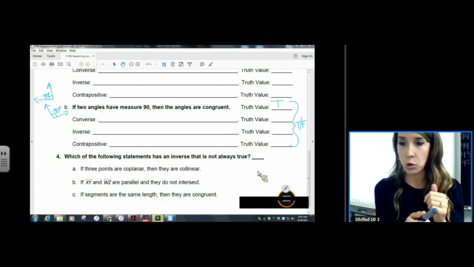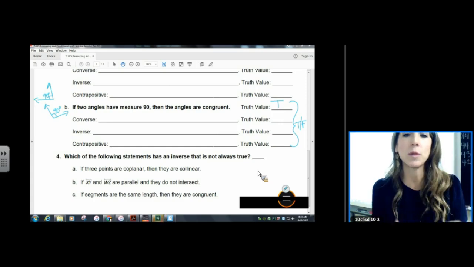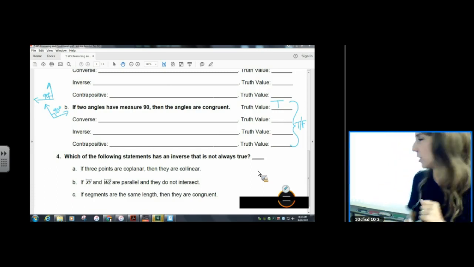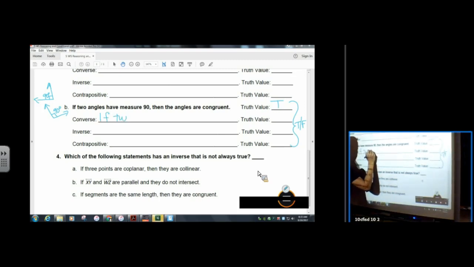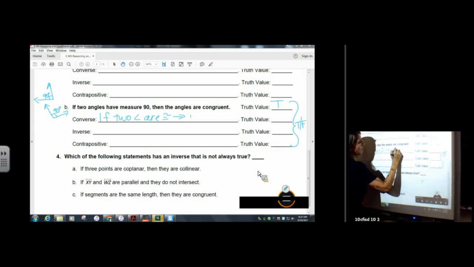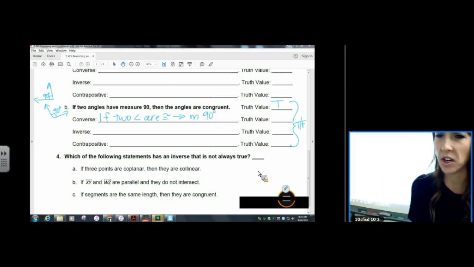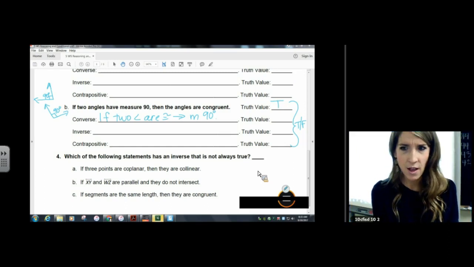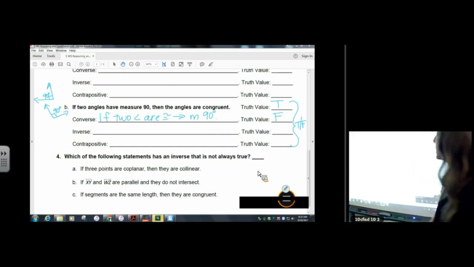If you thought it was individual, it would have said if 2 angles sum to 90. You would have to see the word sum, guys. It doesn't say sum. They have. These 2 angles both have a measure, okay? So the converse. If 2 angles are congruent, then they measure 90. I'm abbreviating for time's sake. If 2 angles are congruent, then they measure 90. Well, I can think of lots of times that 2 angles are congruent, but they don't measure 90. 30 degrees, 30 degrees. I thought of a time, so it has a truth value of false.